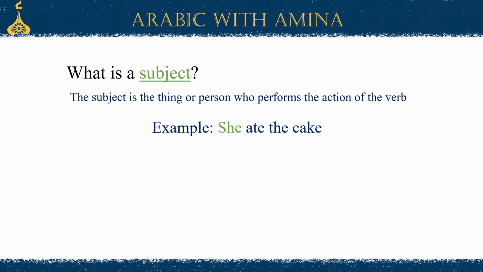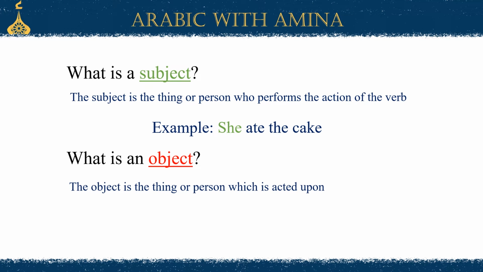Well, what is an object? An object is the thing or person which was acted upon. So for the same example, she ate the cake. The verb is ate, but what was eaten? So the thing that was eaten was the cake, making the cake the object of the sentence.